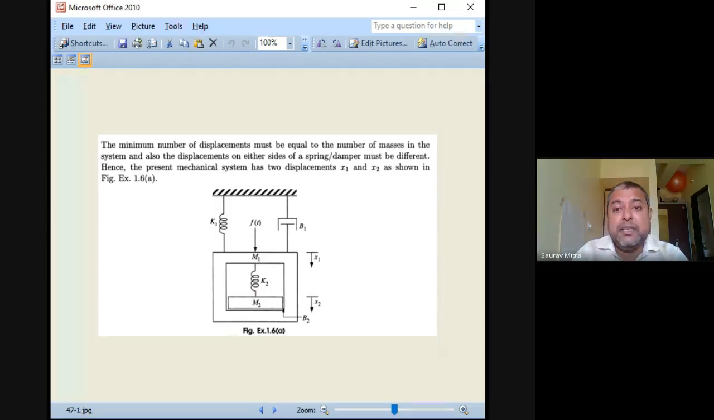So what all things are we finding here? The same thing: there is K1, there is B1 and there is M1. This is the first loop, which is connected to force Ft. So Ft is connected to M1, and that will be the equation where Ft, M1, K1, B1 and all those things are linked. Now K2 is common for X1 and X2, and with X2 there are connected K2, B2 and M2. It is written here that the minimum number of displacements must be equal to the number of masses. This is one thing we are supposed to know.